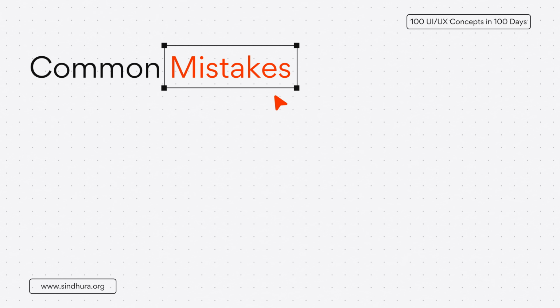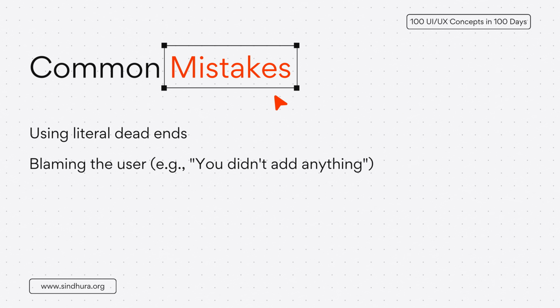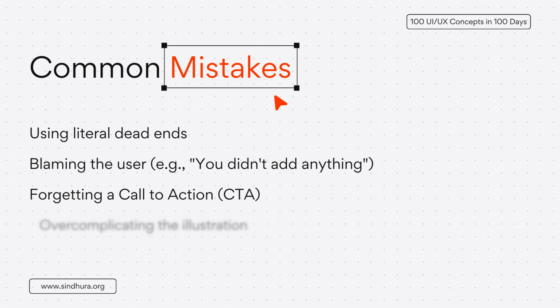The biggest mistake you can make is creating a dead end. Leaving a screen completely blank or just saying "nothing here" confuses users. They don't know if the app is broken or if they did something wrong. When users get confused, they leave.